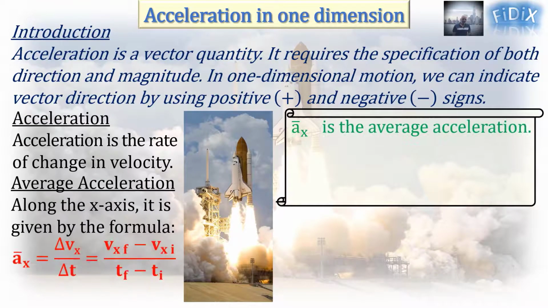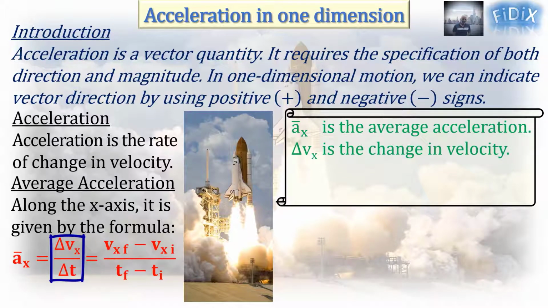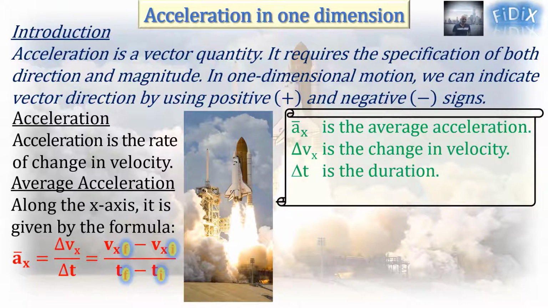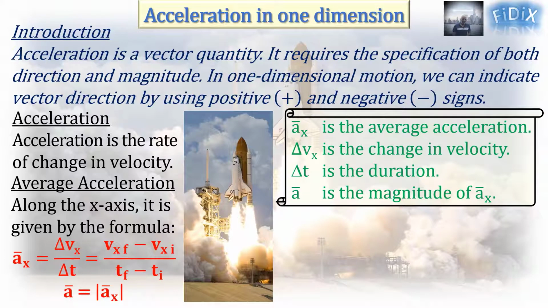Therefore, average acceleration is the change in velocity delta Vx over the corresponding duration delta t. The subscripts i and f correspond respectively to the initial and final positions. Note that in this case, the magnitude A bar of the average acceleration is equal to its absolute value. Also note that the magnitude is a scalar quantity. Therefore, it has a numerical value and no direction.